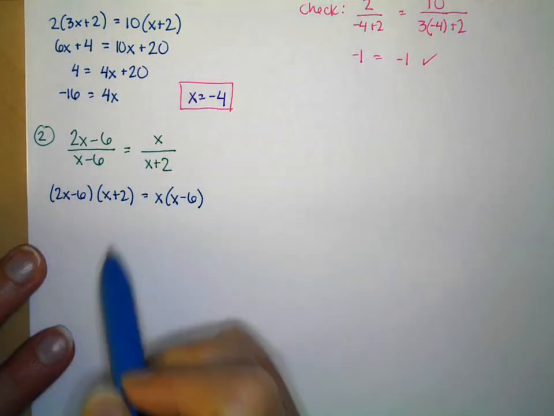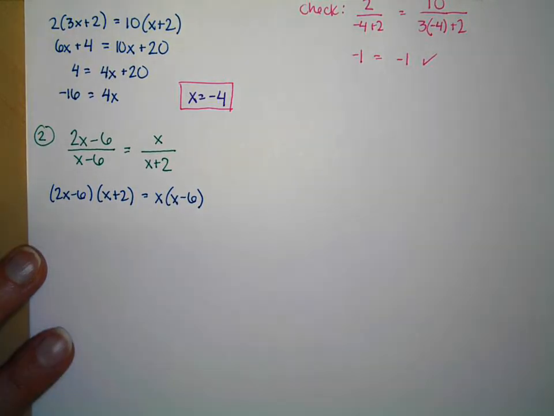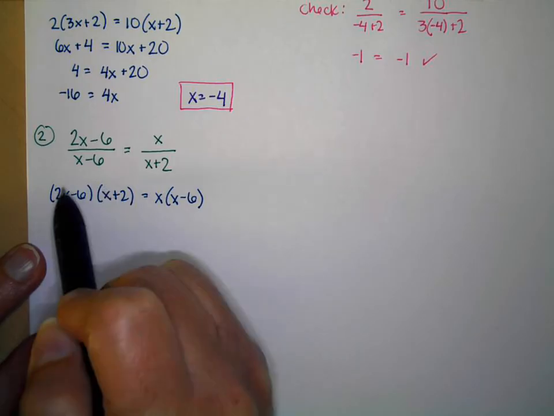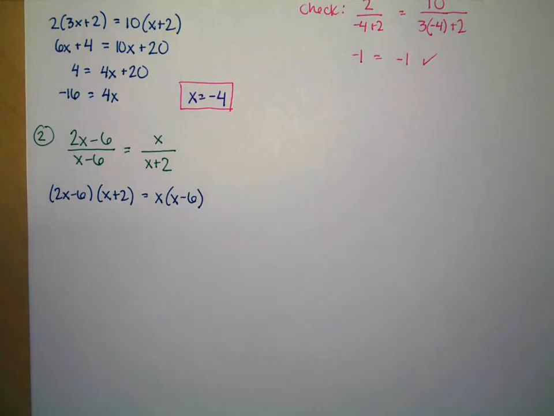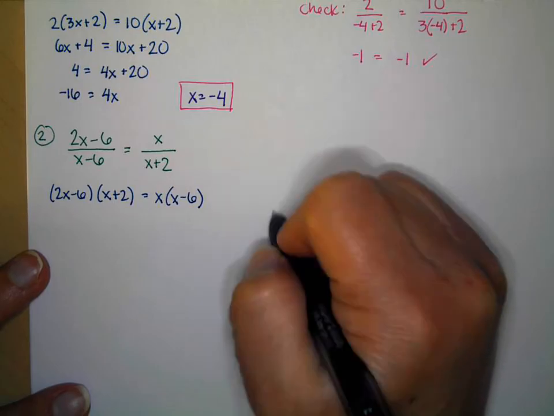Now on this left side here, we have a binomial times a binomial. I like to use a box to multiply that out, but you could double distribute, draw your rainbows. As long as you multiply out all of the pieces, you will be just fine.